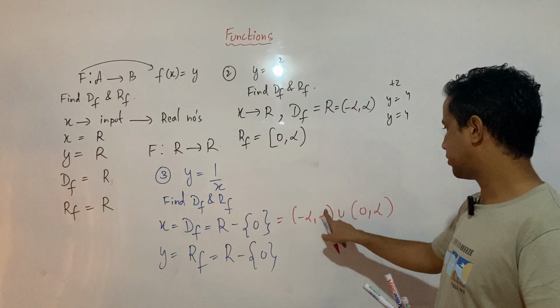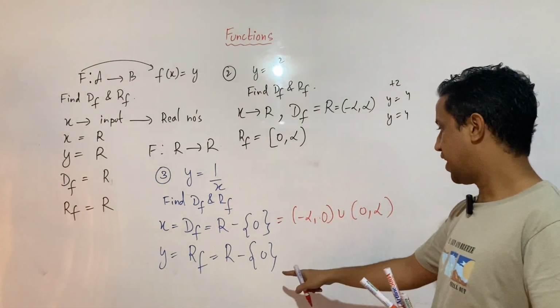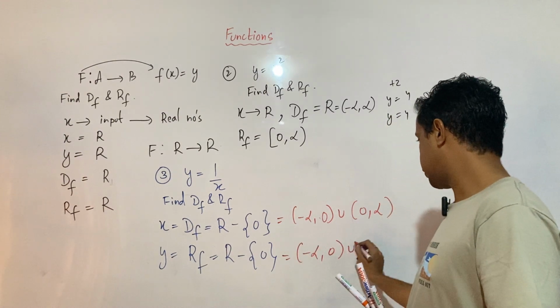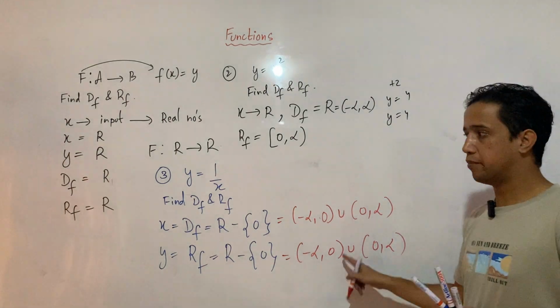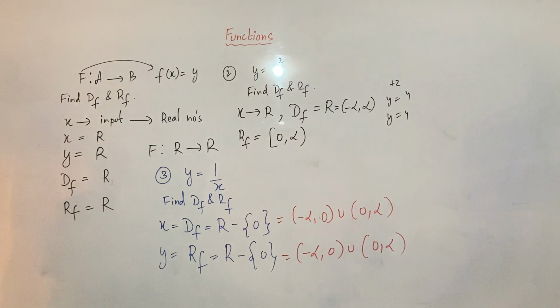Another way to write this is minus infinity to 0 union 0 to infinity. Why? Because we don't have to include 0. So you can write minus infinity to 0 union 0 to infinity, meaning we are not including 0, but we are including everything except 0, right?